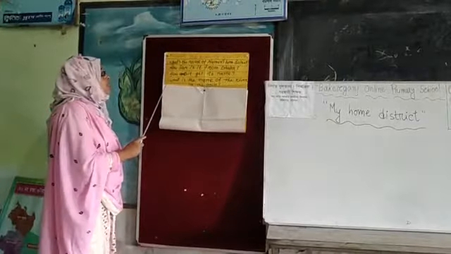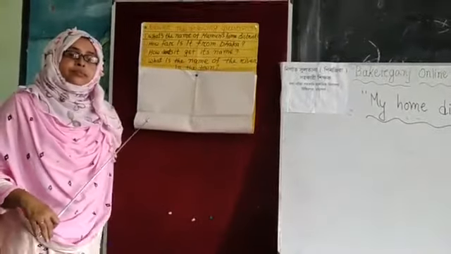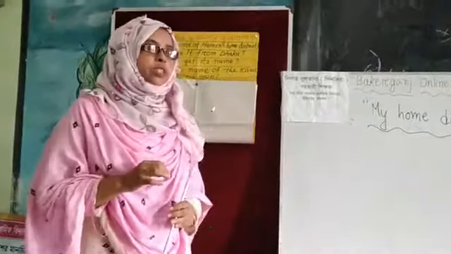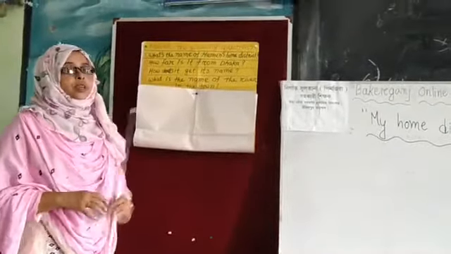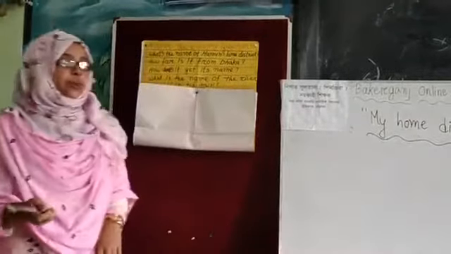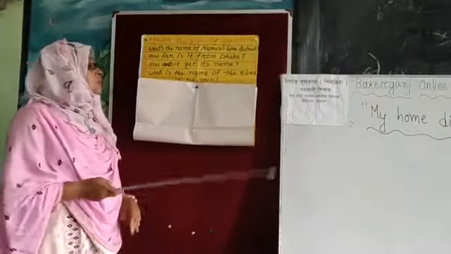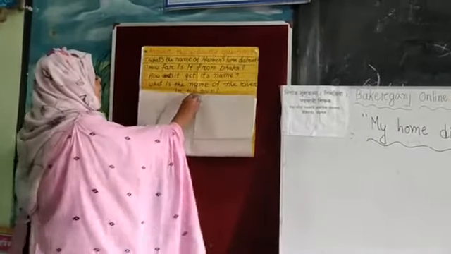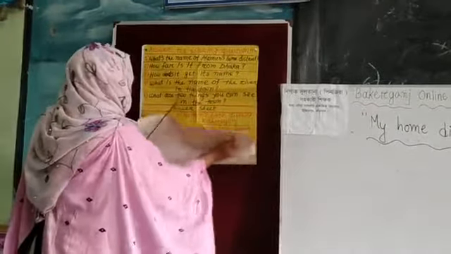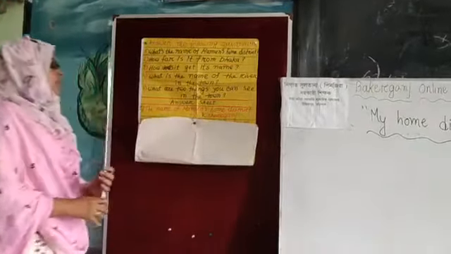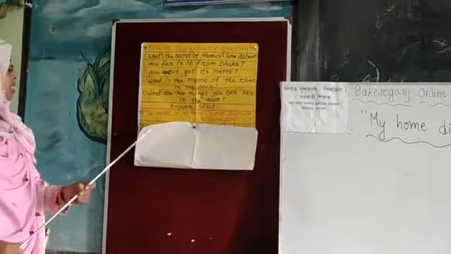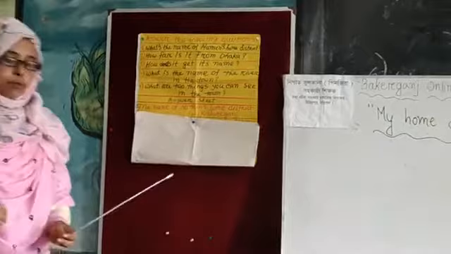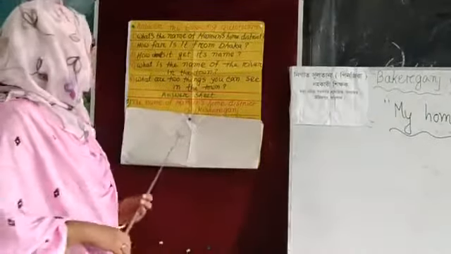Number one, what's the name of Mahmud's home district? Please open your exercise book and take your pen, write the answer in your exercise book. It is very easy and I hope all of you can answer these questions. Here is my answer. The name of Mahmud's home district is Kishorganj.